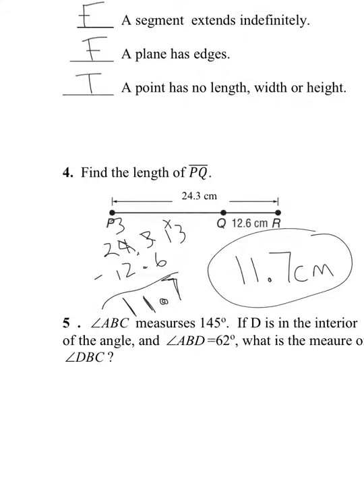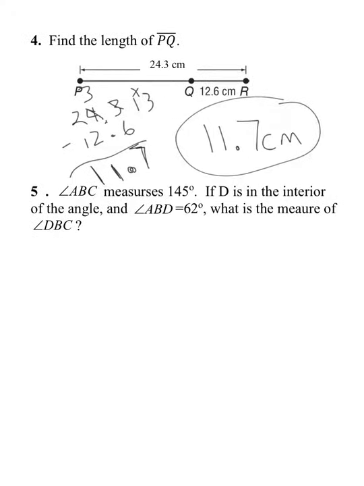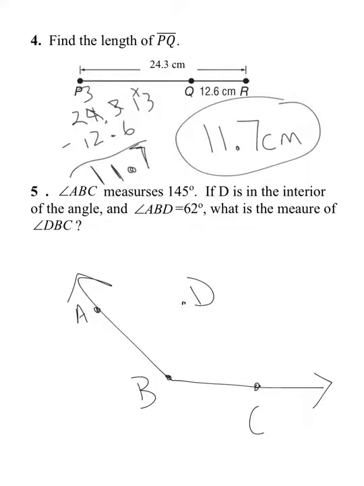All right. 5. Angle ABC measures 145 degrees. If D is the interior of the angle and ABD is 62, what is the measure? So, a little bit to draw here, but once you get it all on here, very simple to solve. All right, so there's a big angle. It doesn't have to be accurate. It doesn't have to be drawn to scale, but it helps. And we can put A, B, C, and then somewhere in the interior is a point D.